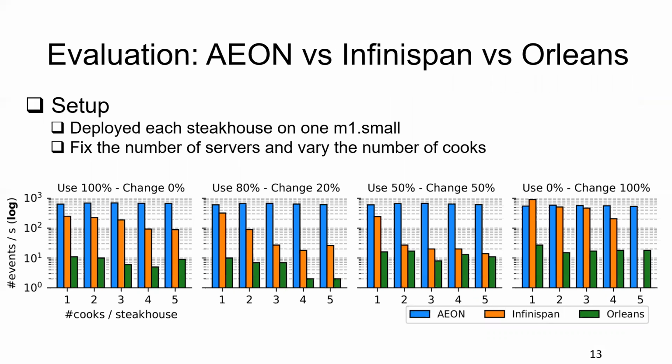In the evaluation comparing AEON, Infinispan, and OOPSLA, we fix the number of servers and vary the number of cooks in each steak house. The workload is still the same as the previous experiment. As this result shows, in most cases, AEON outperforms Infinispan and OOPSLA. In Infinispan, if there are more cooks in a house, there are more complex updates, and then the performance becomes worse. For OOPSLA, the performance is limited. We also found that if we implement this application with long transaction mode, the performance is much better in OOPSLA.